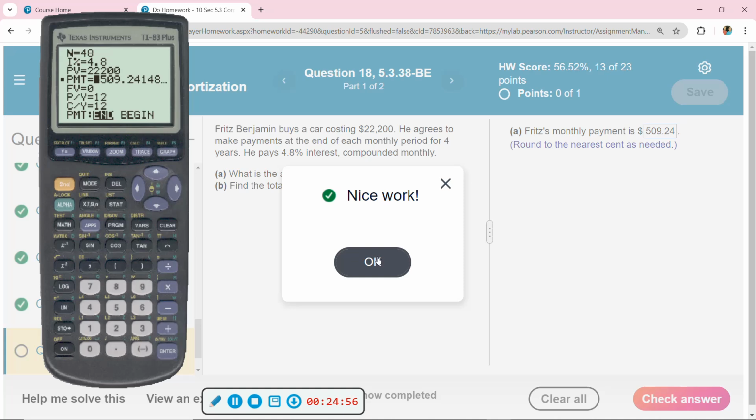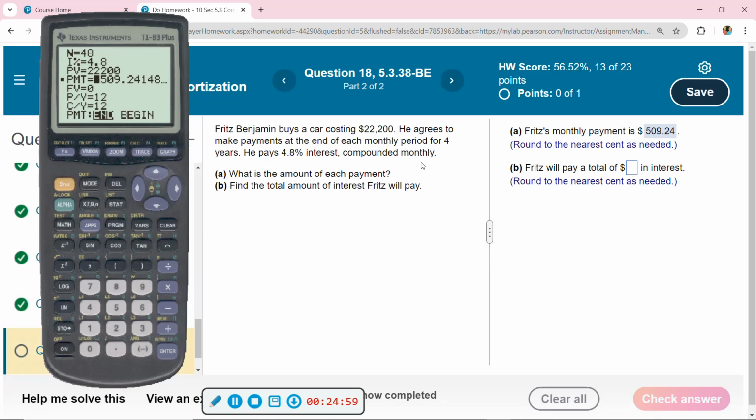Now, let's see. Find the total amount of interest Fritz will pay. So he's making a car payment of $509.24 every month for 4 years. So for 48 payments. So to answer this, you don't need the TVM solver. It's just multiply and subtract. 509.24, that's his monthly payment for 48 payments.